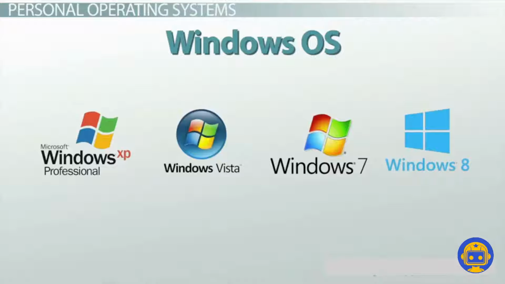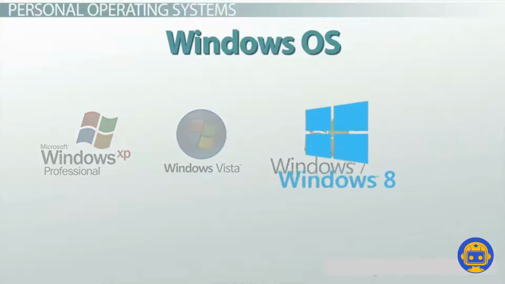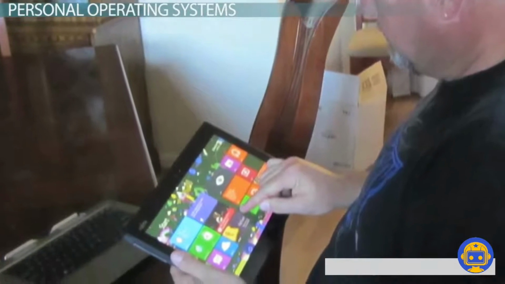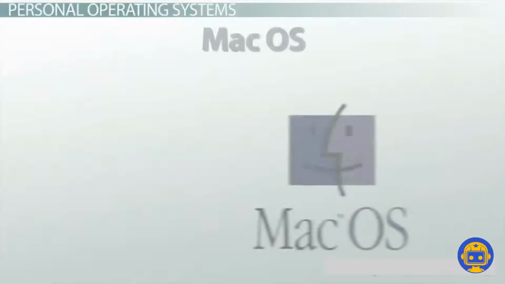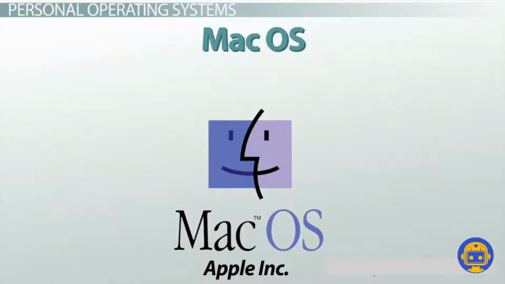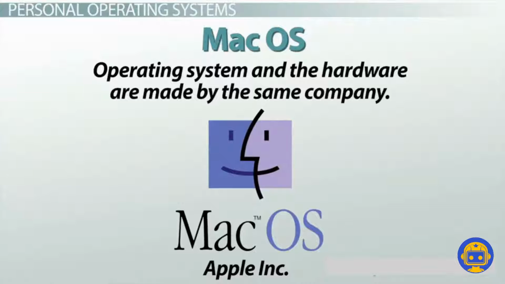New versions are released to keep up with the changes in hardware and software, and with general trends in the computer industry. For example, the 2013 version, Windows 8, has been designed with touchscreen technology in mind. The Mac OS is the general name for the operating system developed by Apple Incorporated in 1984. This operating system is unique in the sense that both the operating system and the hardware are made by the same company. Similar to Windows, there have been a series of different versions over the years.